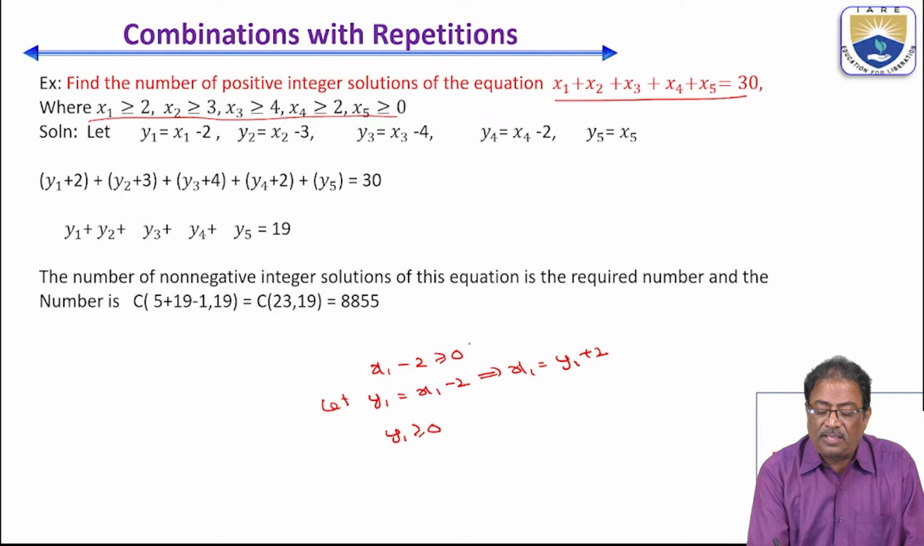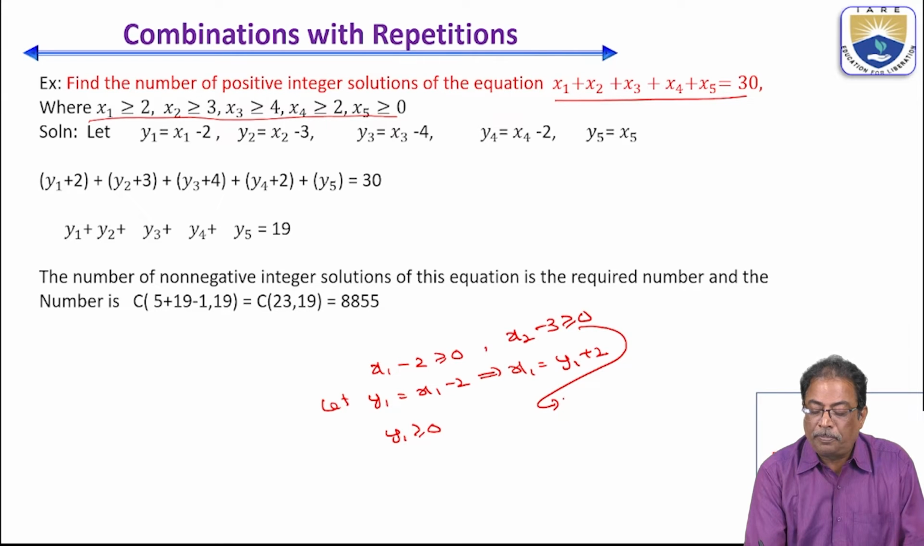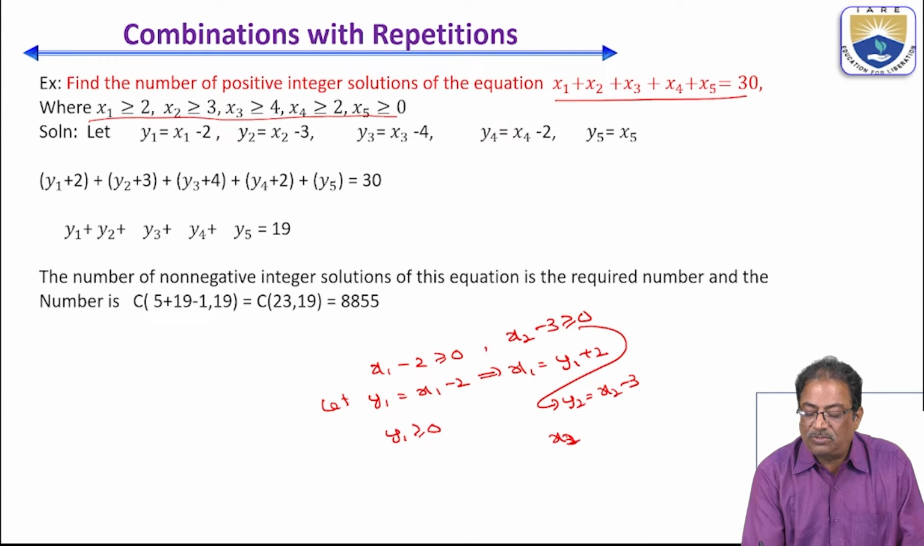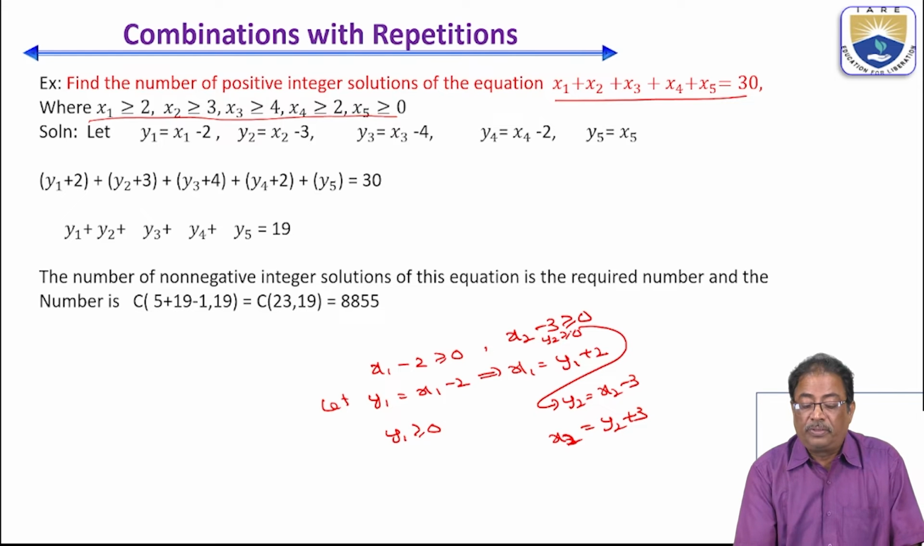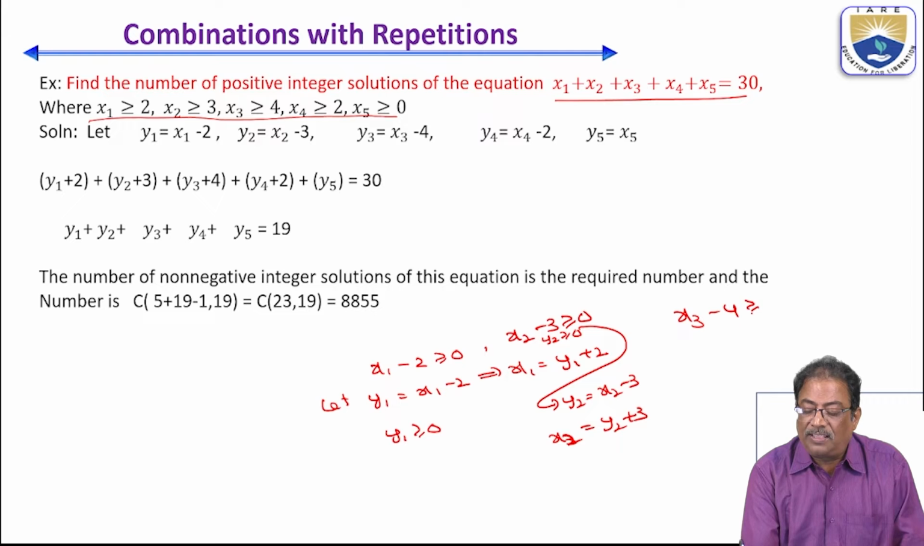Similarly for the next one, we consider x2 minus 3, which is greater than or equal to 0. For this, I take y2 is equal to x2 minus 3. So x2 is equal to y2 plus 3, and subsequently y2 is also greater than or equal to 0. And the next one is x3 minus 4 is greater than or equal to 0. So we consider y3 greater than or equal to 0. Subsequently, x3 is equal to y3 plus 4.